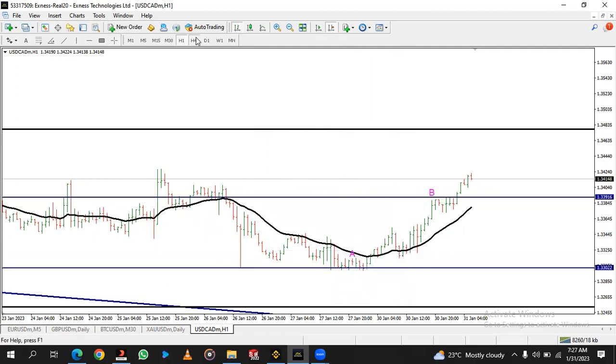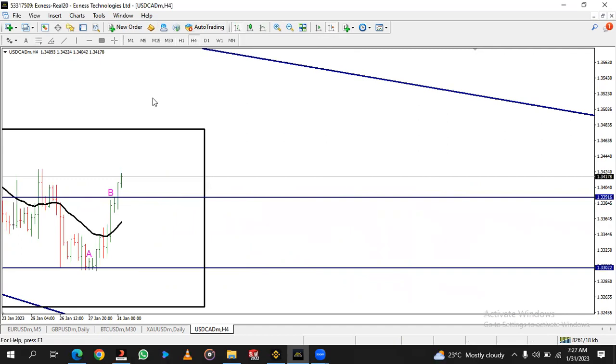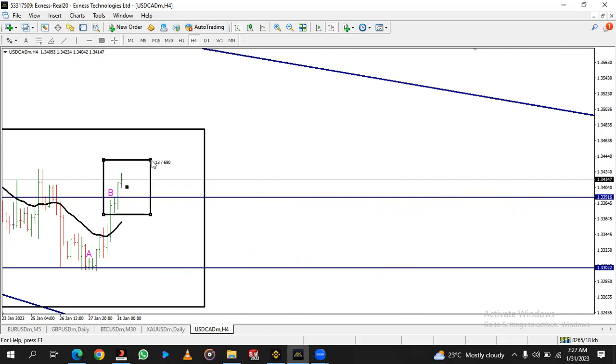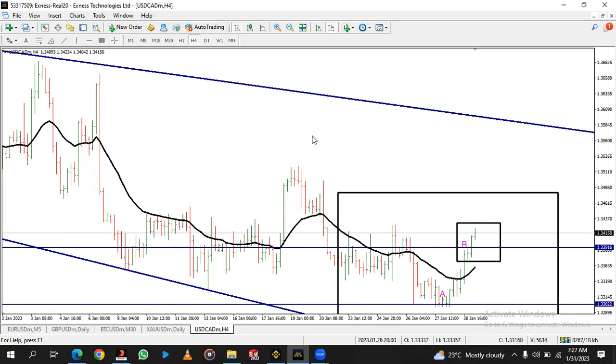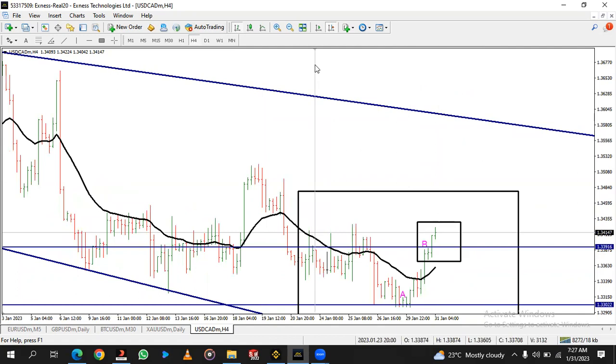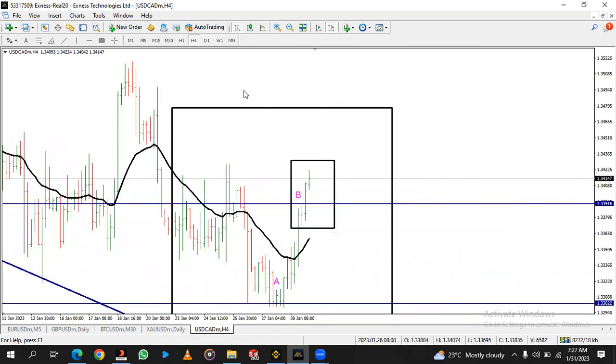Now, since we have the B point, we're looking for C at the 4 hour time frame. But price did a runoff, in the sense that it went straight ahead without even giving us a C formation. It has not given us a C formation yet. So what we're looking for is this. These are the scenarios we are looking for.